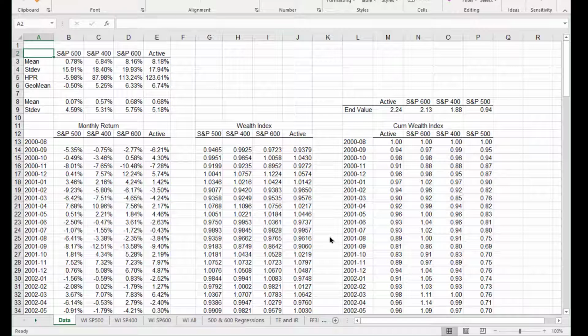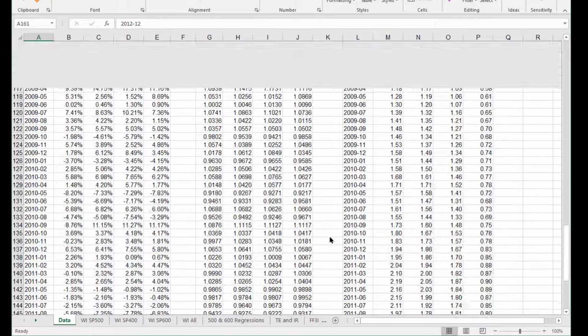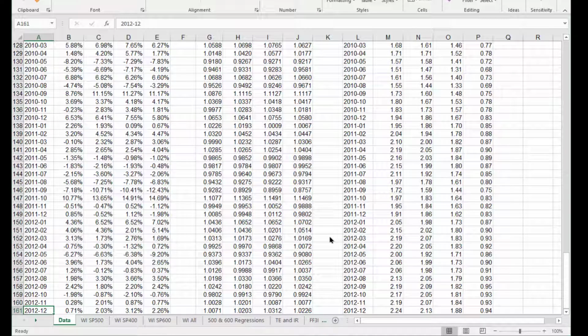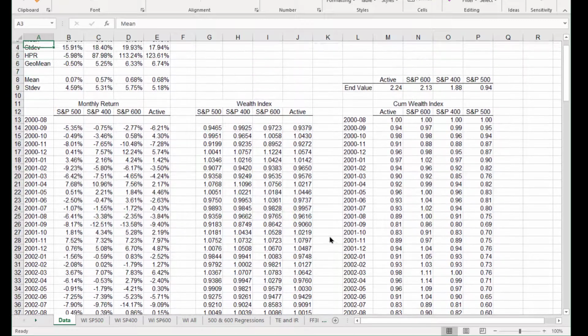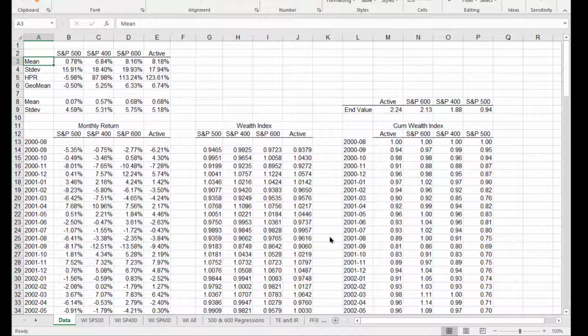And so here's the data in the spreadsheet, and what I have are monthly returns from September 2000 through December 2012, which is when this analysis ended. And I've calculated some statistics. I've calculated the annualized average return for the 4 different portfolios. Remember, it's the active, small, mid, and small cap stocks. Here are standard deviations. Here are total holding period returns and annualized holding period returns, which are the geo means, and here's the monthly data. In addition, I have the wealth indices over here.